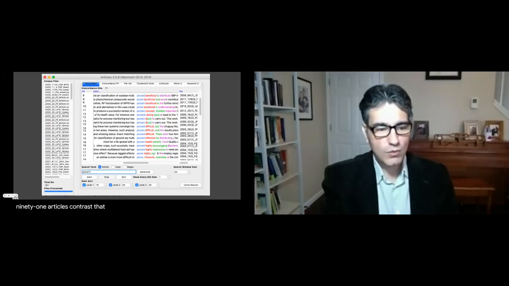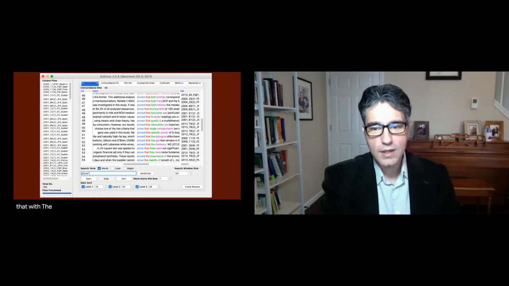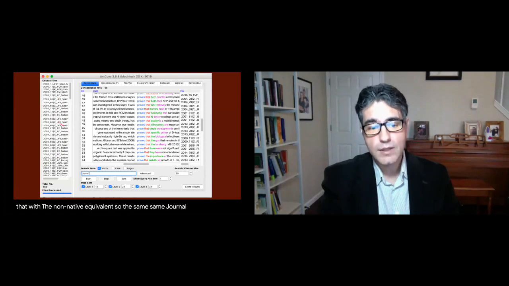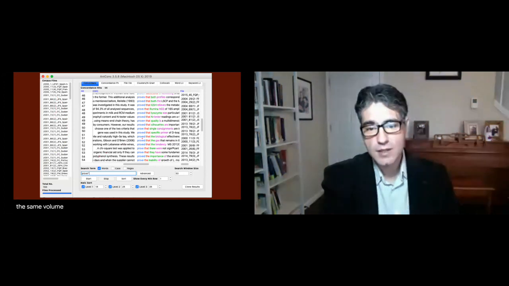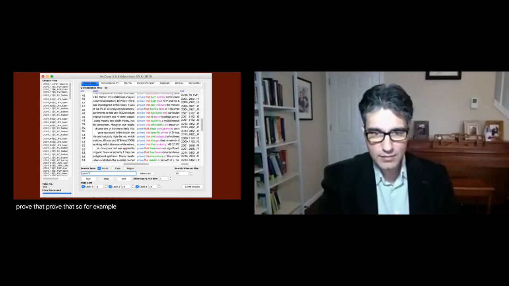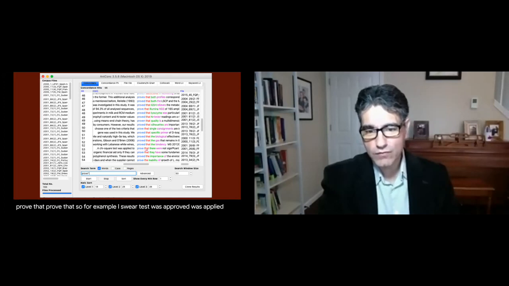Contrast that with the non-native equivalent. So it's the same journal, but in the same volumes. But look at the way prove is used here. Here you see a lot of prove that. So for example, a chi-squared test was applied to prove that these results proved the importance.